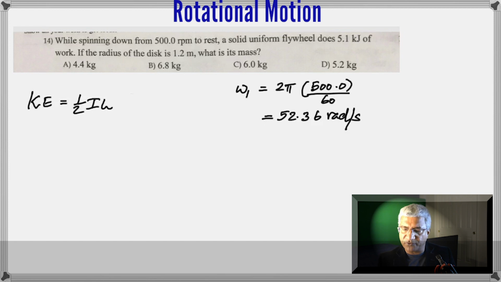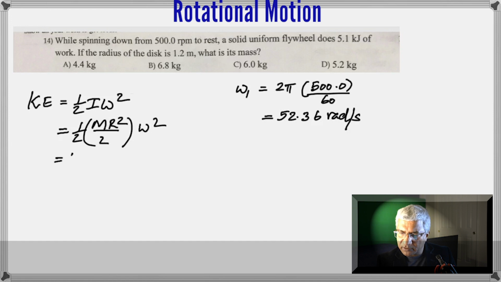Kinetic energy, see, first I wrote work, and then I said, because we know work is the change in kinetic energy, we can use kinetic energy, which is 1/2 I omega squared. So I is mr squared by 2. Why? Because it is a flywheel, which is a disk. And the rotational inertia of a disk about an axis through its center of gravity is mr squared by 2. So that's why I is mr squared by 2 omega squared.